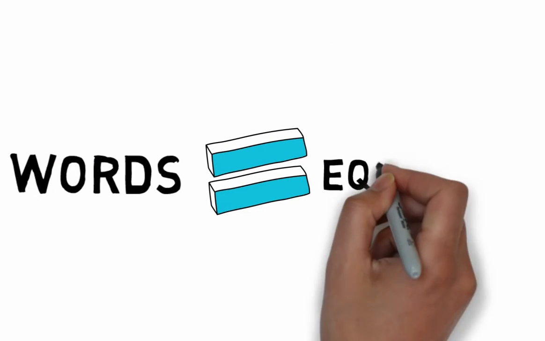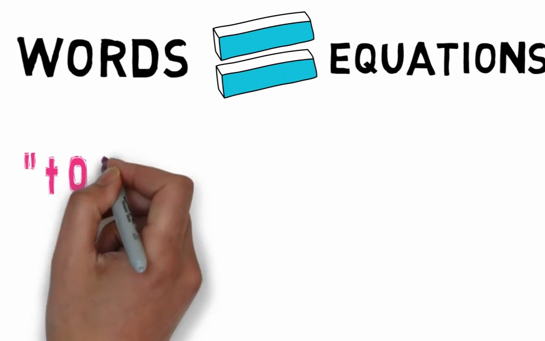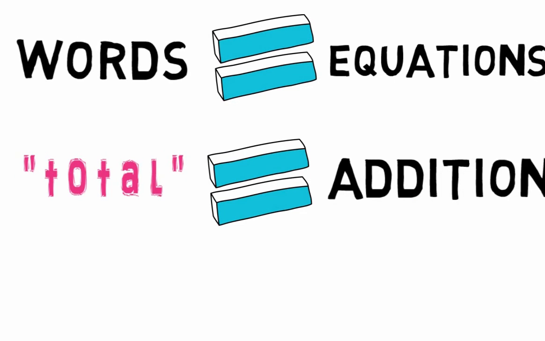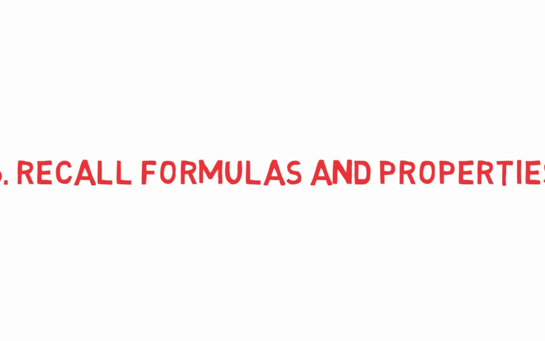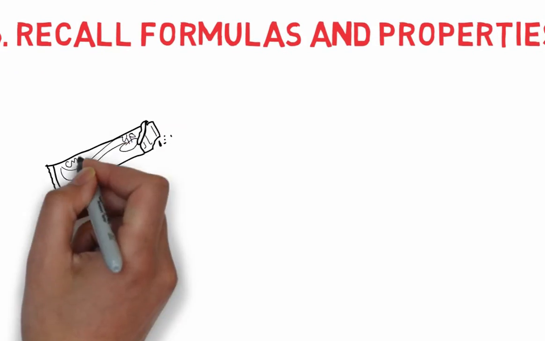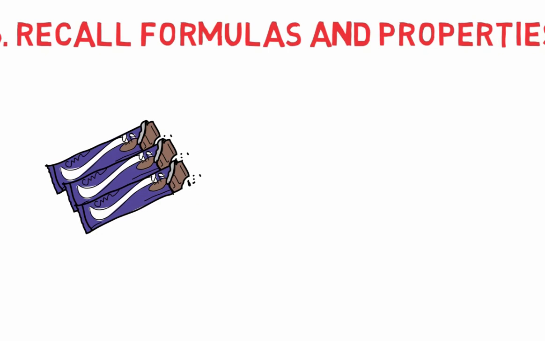On step 2, we've actually been turning English to math. In the final sentence, it mentioned total, which suggests addition. Let's keep all these in mind as we proceed to the next step. 6. Recall formulas and properties. And from this, we hope to be able to write the equation.